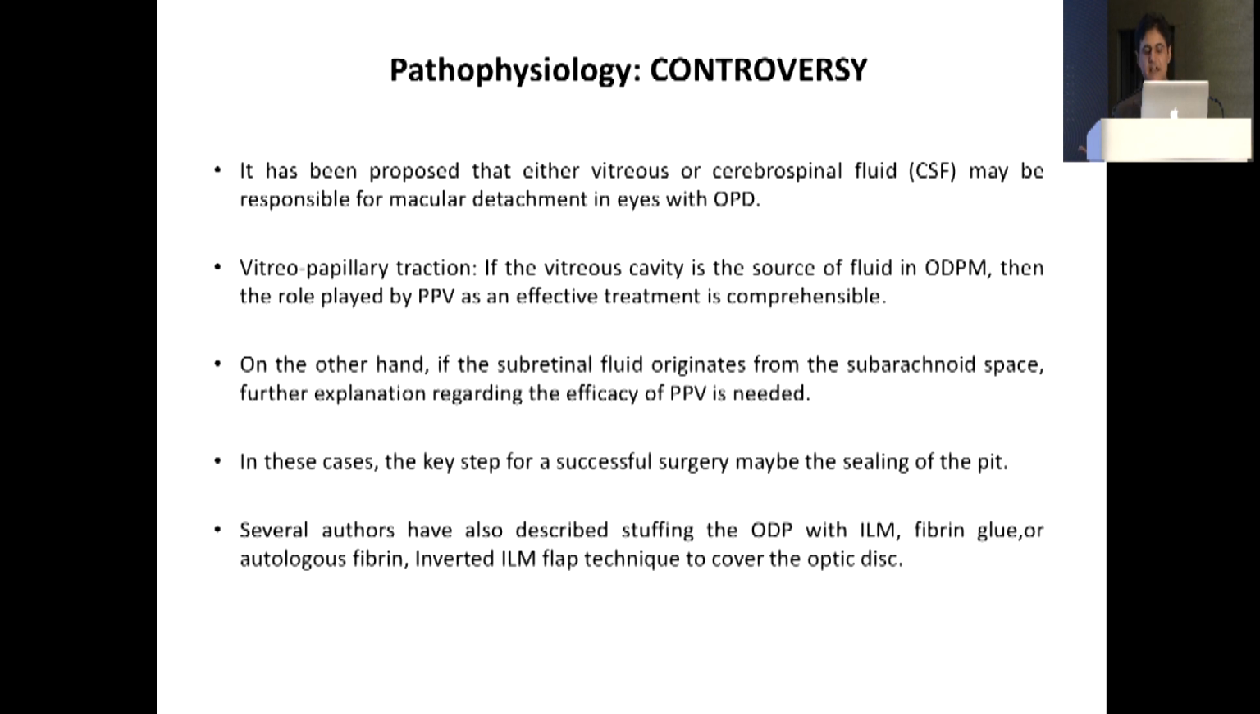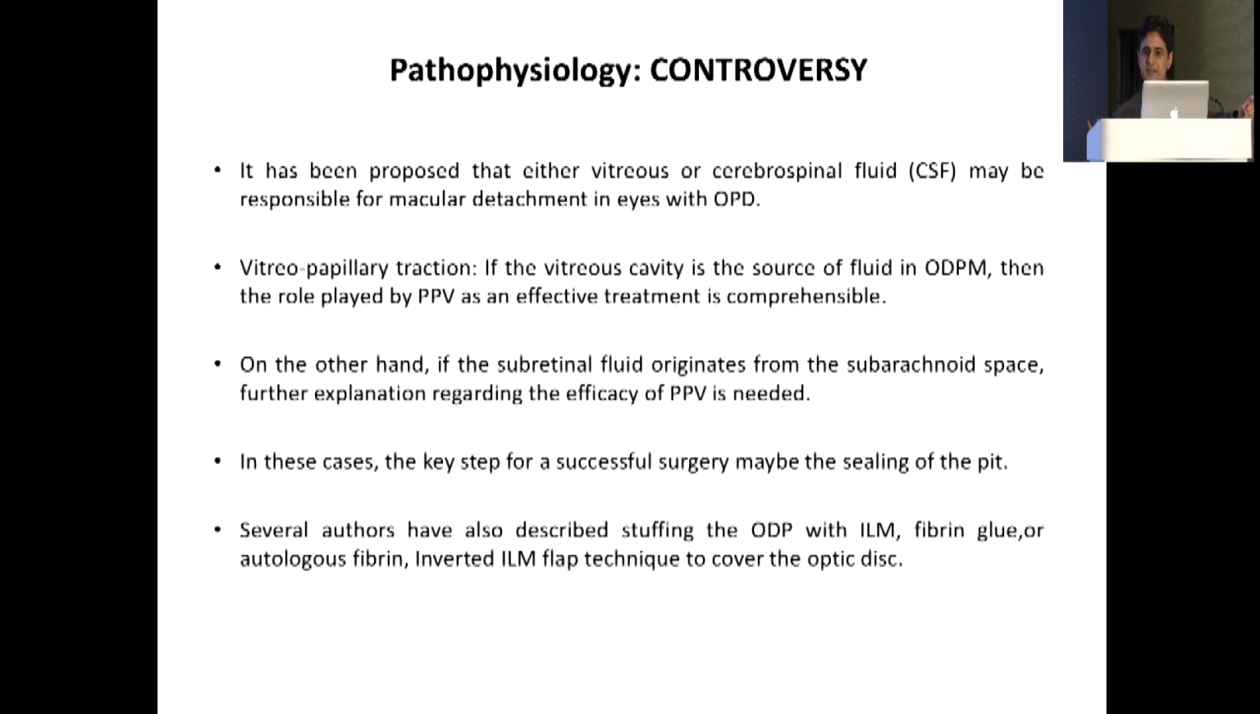The fluid can come either from the vitreous cavity or from the cerebrospinal fluid. So the main cause is vitropapillary traction. That is, the source of the fluid is from the vitreous cavity. If the fluid originates from the subretinal fluid, then probably going beyond a PPV is suggestible, like doing a foveal sparing ILM peeling or the plugging of the pit. Otherwise, it is not required.